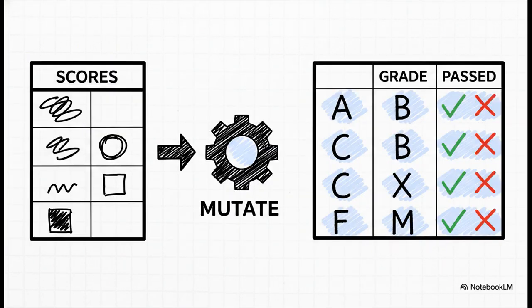Next up is mutate. This is your go-to verb for creating new columns. It's super powerful. For instance, we could take a column of numeric scores and use mutate to create a brand new grade column with A, B, C, and so on. Or maybe a pass-fail column. It lets you create new information based on the data you already have, right on the fly.